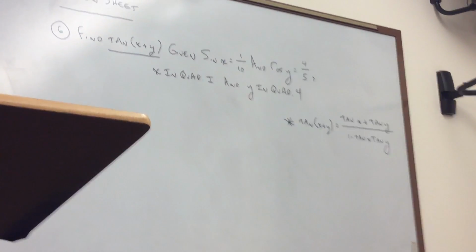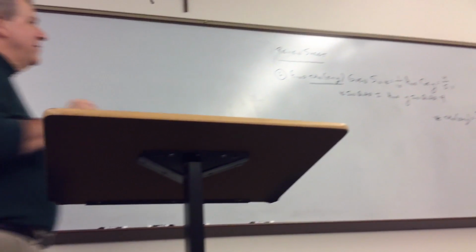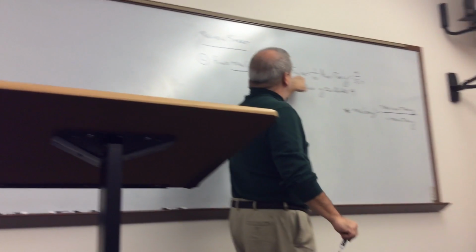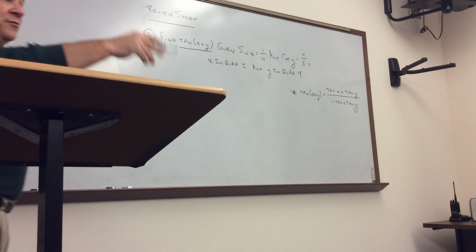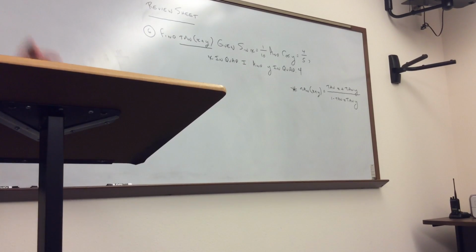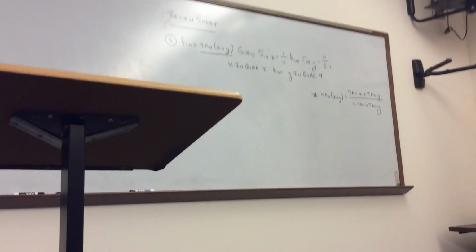What's the first thing you'd have to find to do that? Nathan? Cosine of x and the sine of y. You have to find the cosine of x and the sine of y. And that's where you do the 1 minus sine squared and the 1 minus cosine squared. Go ahead, do it.